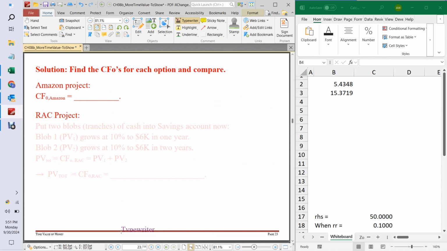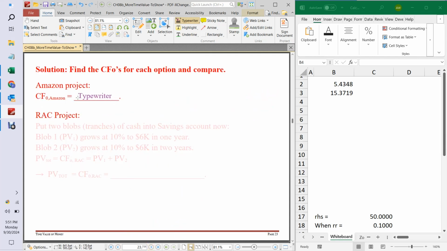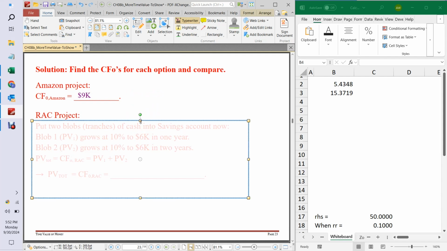The Amazon project, we just go back and say, all right, we can buy this now at t equals 0 for 9,000. So our CF0 for the Amazon project is 9K. That's all the cash flows that we have. We have that 1 negative cash flow to Amazon, and we get the motorcycle, and we're done. The Rent-A-Center project is more complicated.